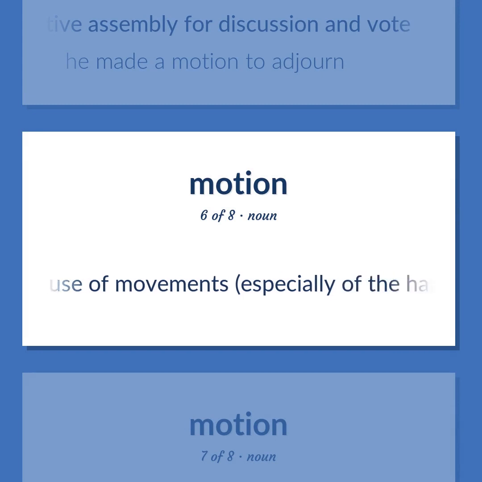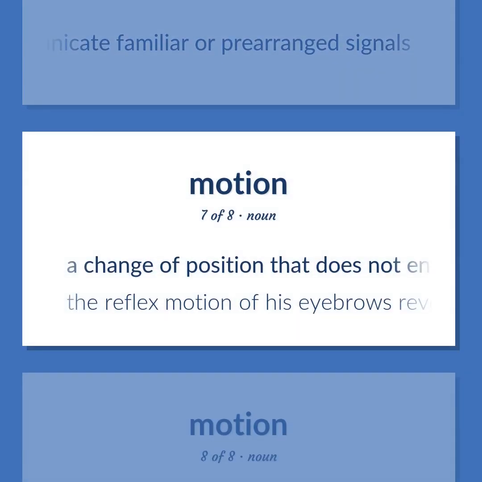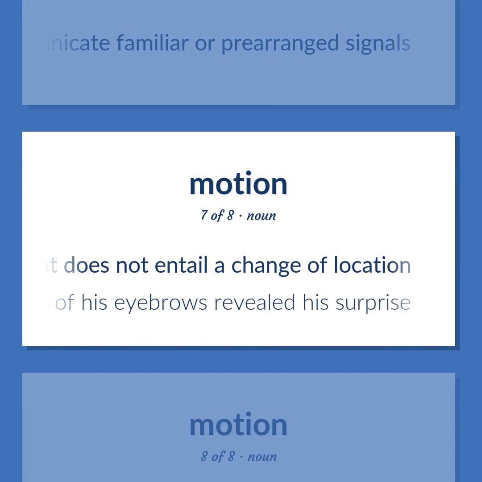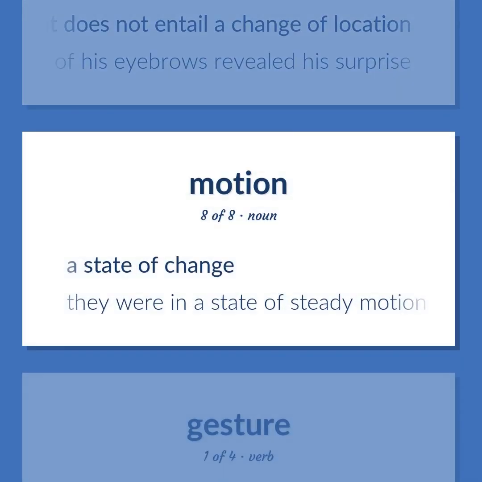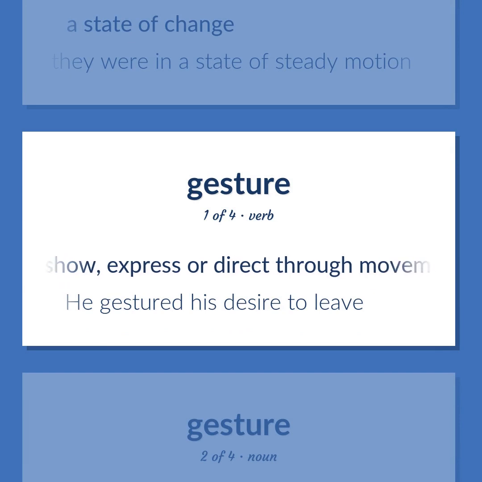The use of movements, especially of the hands, to communicate familiar or prearranged signals. A change of position that does not entail a change of location. The reflex motion of his eyebrows revealed his surprise. A state of change. They were in a state of steady motion. Show, express or direct through movement. He gestured his desire to leave.